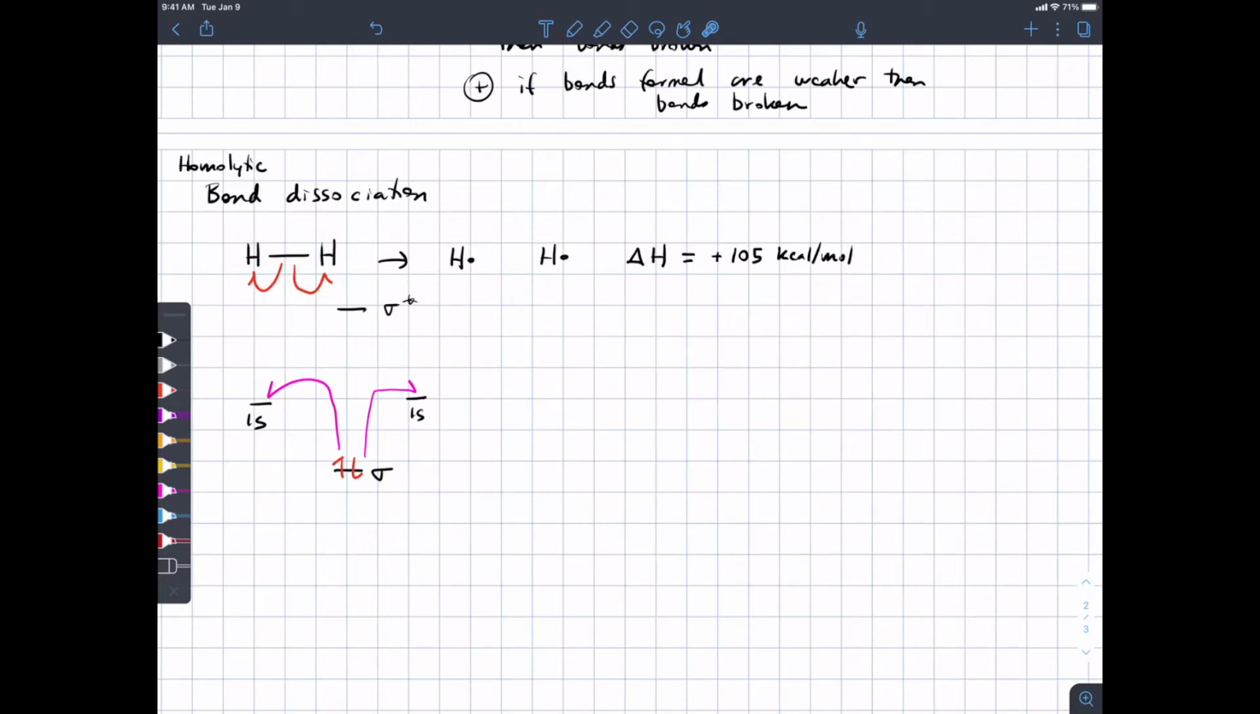Okay, and we can do this for all bonds. Because this delta H comes from a specific reaction, homolytic bond dissociation, we will call this a bond dissociation enthalpy, BDE.